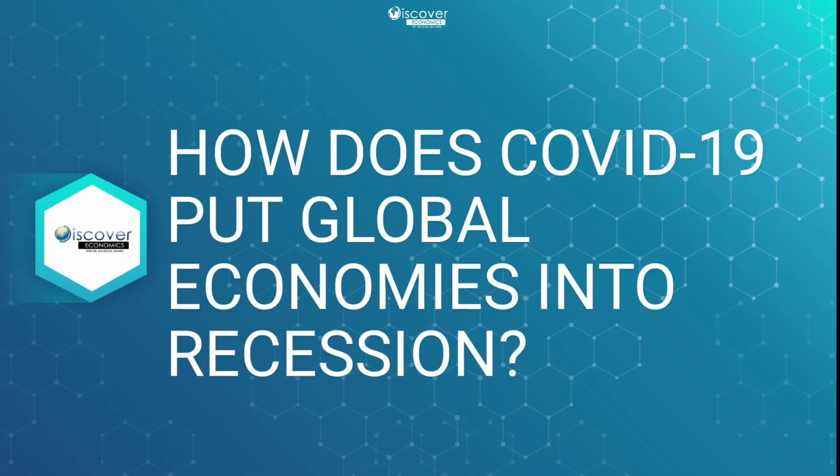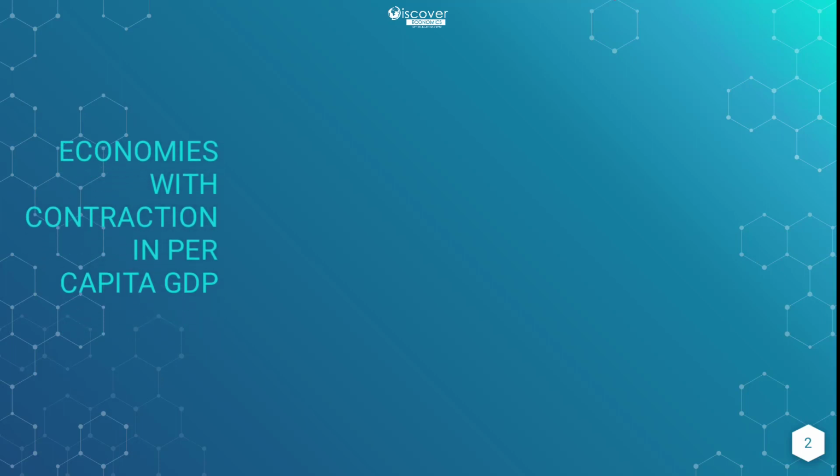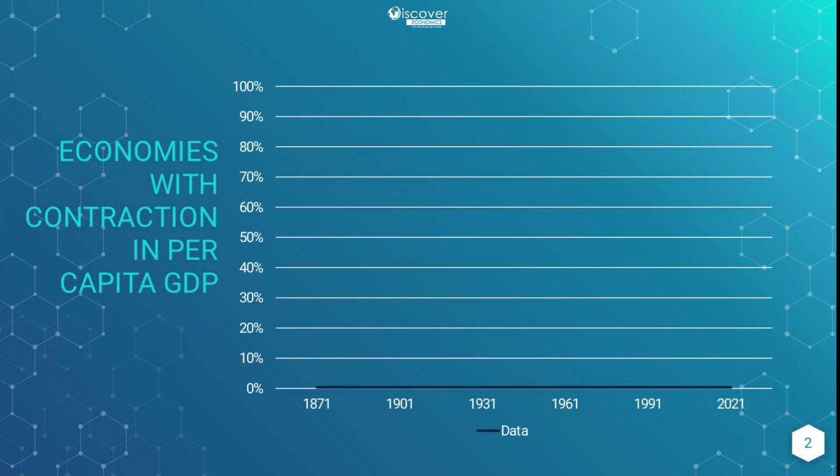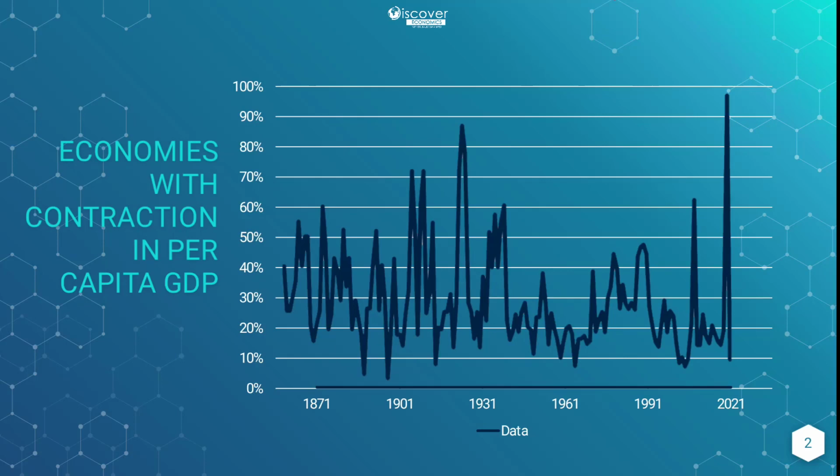Today I'm here with the topic: how does COVID-19 put global economies into recession? World history speaks of how the global economy has suffered in the past. With contractions in per capita GDP, the world has experienced 14 global recessions since 1870. Out of them, the Great Depression of 1930 was the top hit. That lasted for 3 years, from 1930 till 1932. Then we had the recession after World War II in 1945 to 46. And then we had the 2009 stock market crash, and now in 2020 we have the coronavirus pandemic.